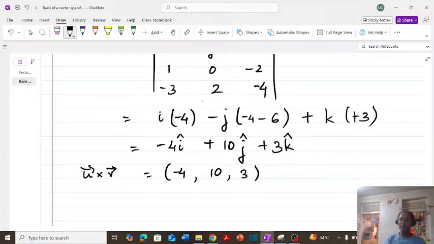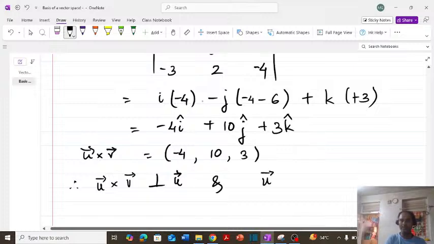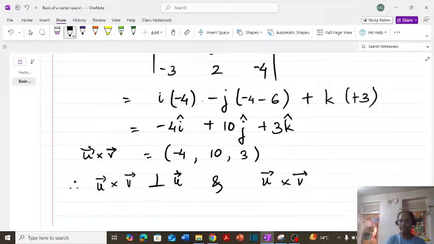Followed this, how to find a vector which is perpendicular? So the vector u cross v bar is perpendicular to u bar, and this one is perpendicular to v bar. This is what is important. There is nothing much about it now. Alright, that's the most important thing regarding it.